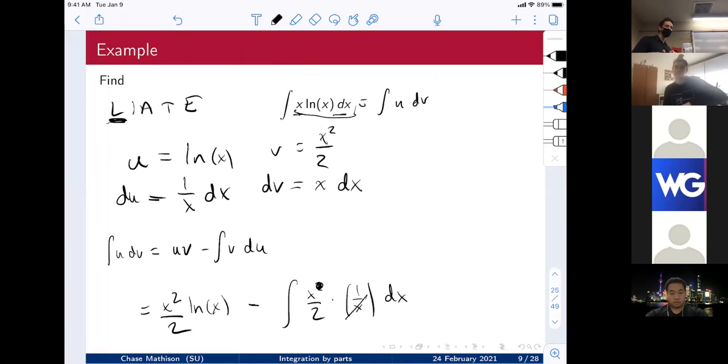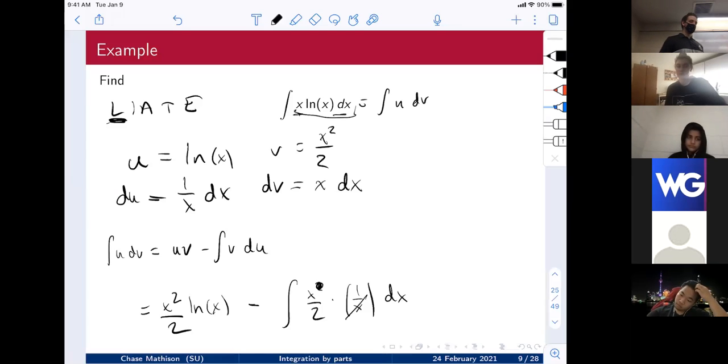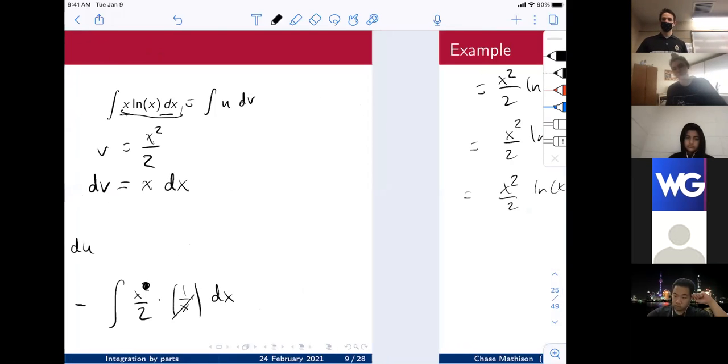If you chose u to be x instead of natural log of x and dv to be natural log of x, at that point, hopefully you would recognize, well, I don't know the integral of just natural log. So hopefully that would convince you I should make the opposite choice. But if you were able to do it, you still would get something that technically is correct. It just doesn't help us to find the final answer we want, right? Yeah, good question. Any other questions on this?